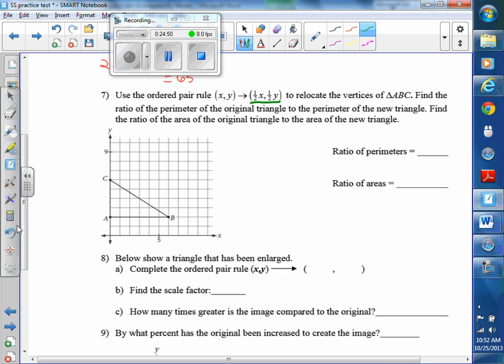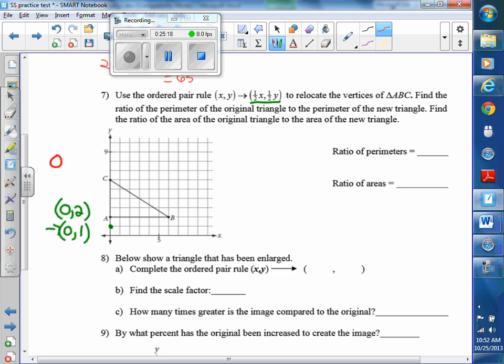So I'm just going to take my tool here and, well, I probably should write out what I'm doing, just to make sure you guys know. So 0, 2, that's going to go to 0, 1. That's half of A, right? And 0, 6 is C. That's going to go to 0, 3. So right here.